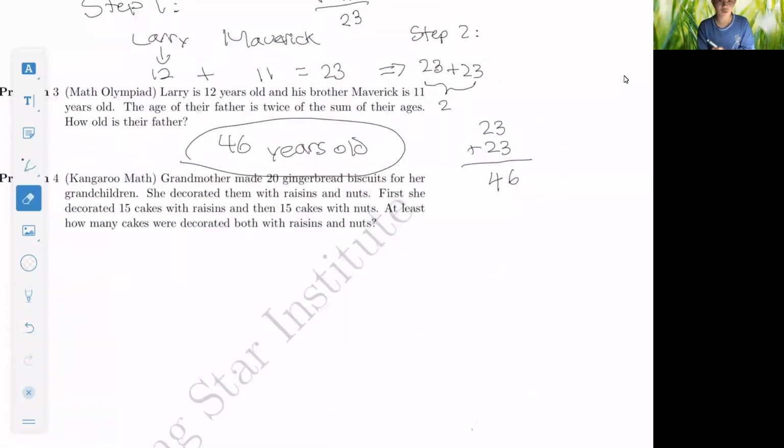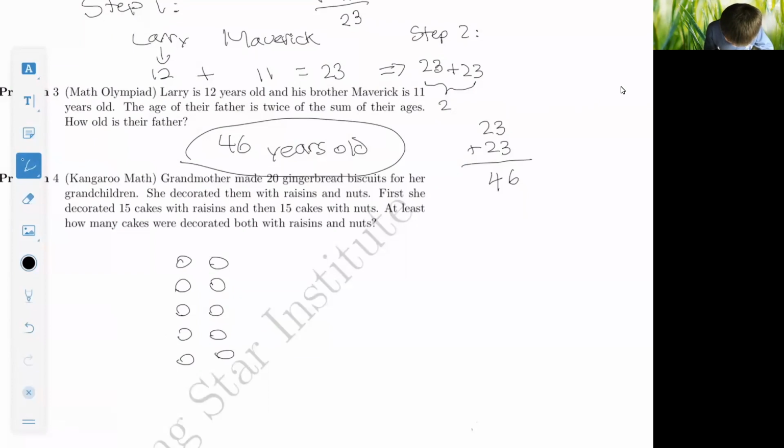For problem number 4, grandmother made 20 gingerbread biscuits for her grandchildren. She decorated them with raisins and nuts. First, she decorated 15 cakes with raisins and then 15 cakes with nuts. At least how many cakes were decorated both with raisins and nuts? First of all, we know that she made 20. Okay, these are 20 biscuits.